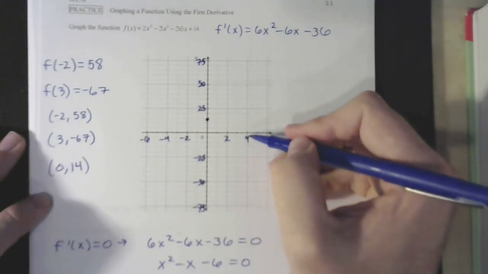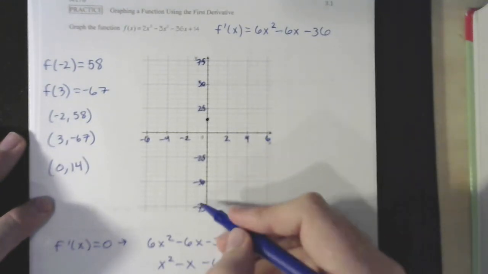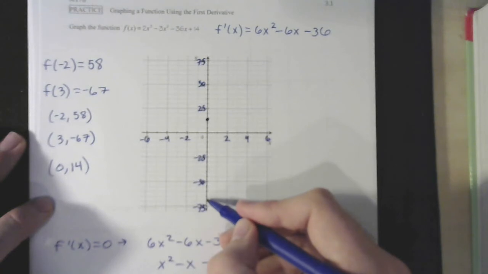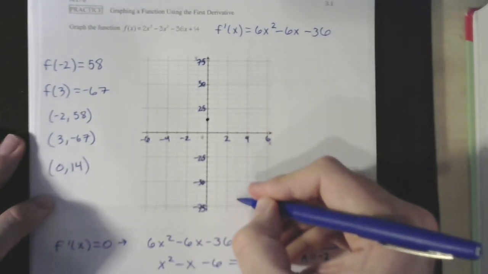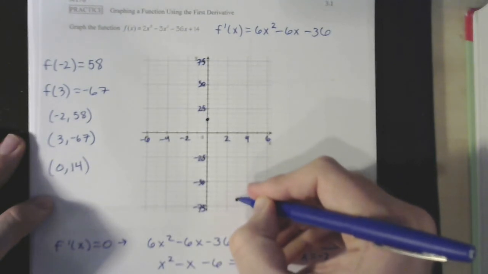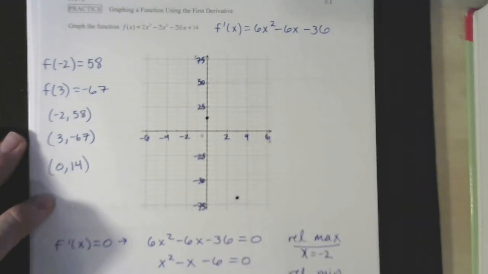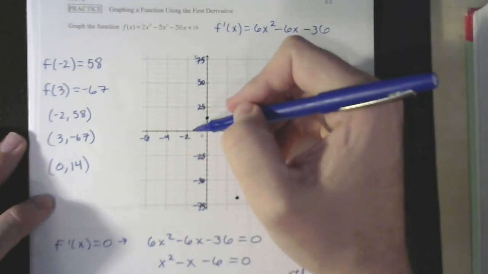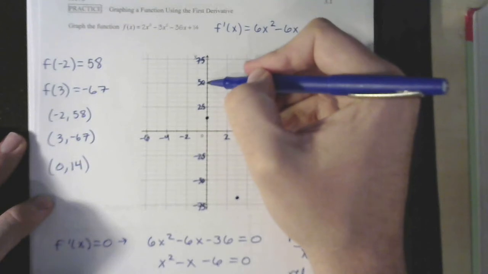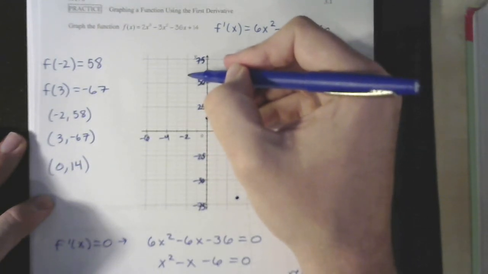Then we have 3, negative 67. So that's going to be in between 65 and 70. If this is 75, the next tick mark is 70, backwards 65. So 3, negative 67, in between those two, about right there. Make that point nice and big. And then negative 2 up to 58. So 50, 55, 60, it's going to be about right here.